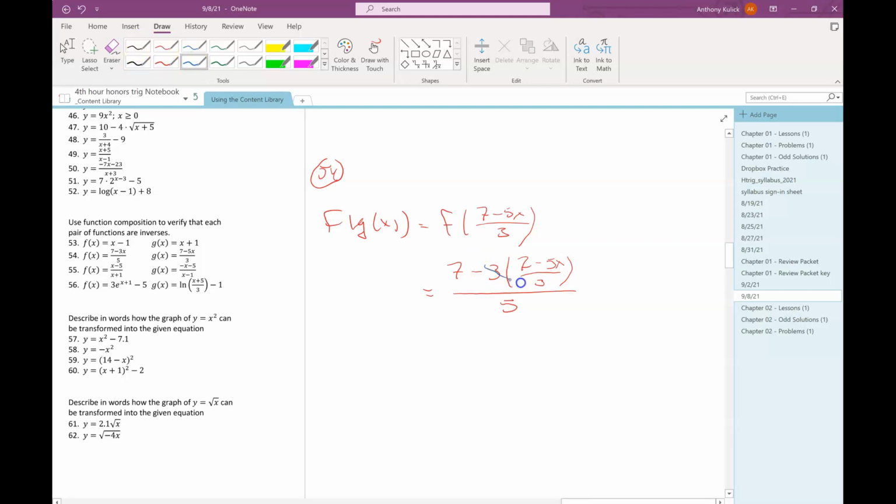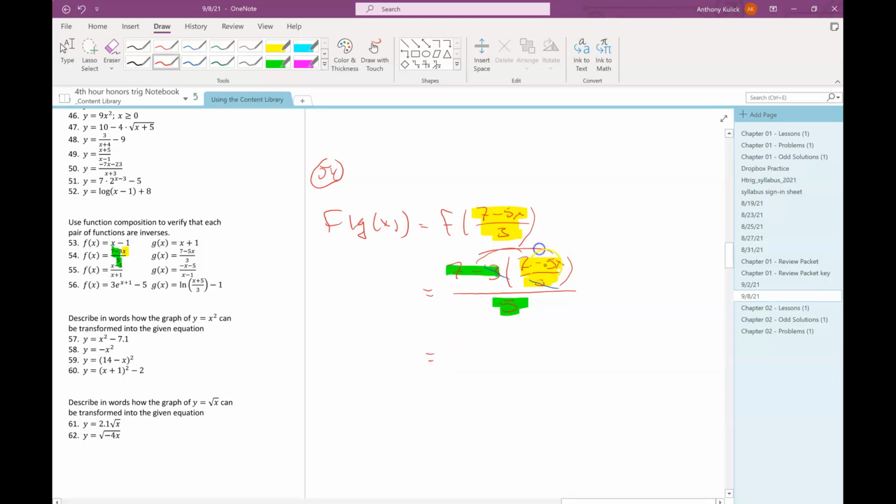So here, the times 3 and the divide by 3 can cancel, right? Are you okay with what I did, Amy? I'm just confused on how you do that. So what I did is I took my g and plugged it into the x for f. So I have 7 minus 3 times g, all over 5. So I did the composition. Is that okay?